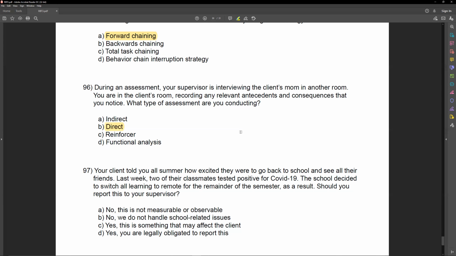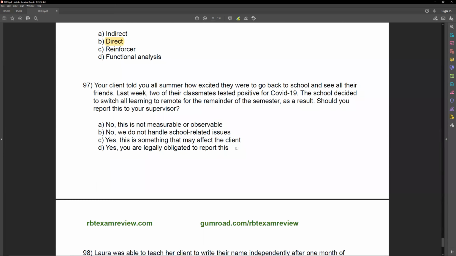A direct assessment. Your client told you all summer how excited they were to go back to school and see all their friends. Last week, 2 of their classmates tested positive for COVID-19. The school decided to switch all learning to remote for the remainder of the semester as a result.